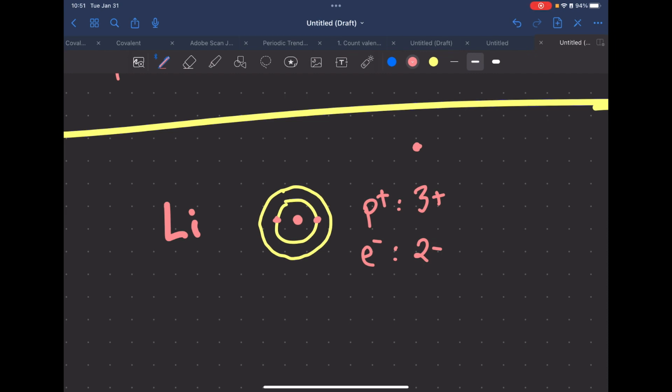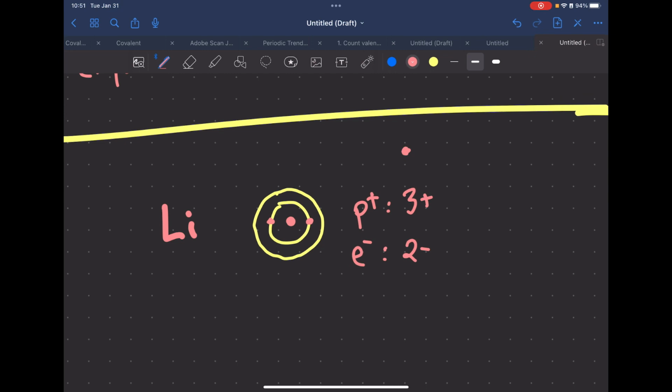Now, the charge in the nucleus does not cancel out with the charge in the electrons. Overall, are we going to have a negative charge on this ion or a positive charge on this ion? Positive, because we don't have enough electrons to cancel out all that positive charge in the nucleus. So this lithium ion has a charge of +1.